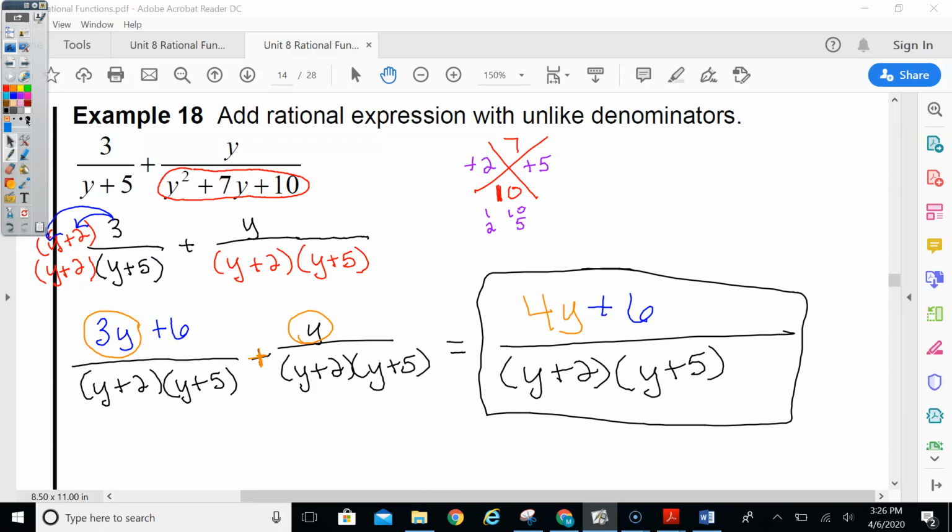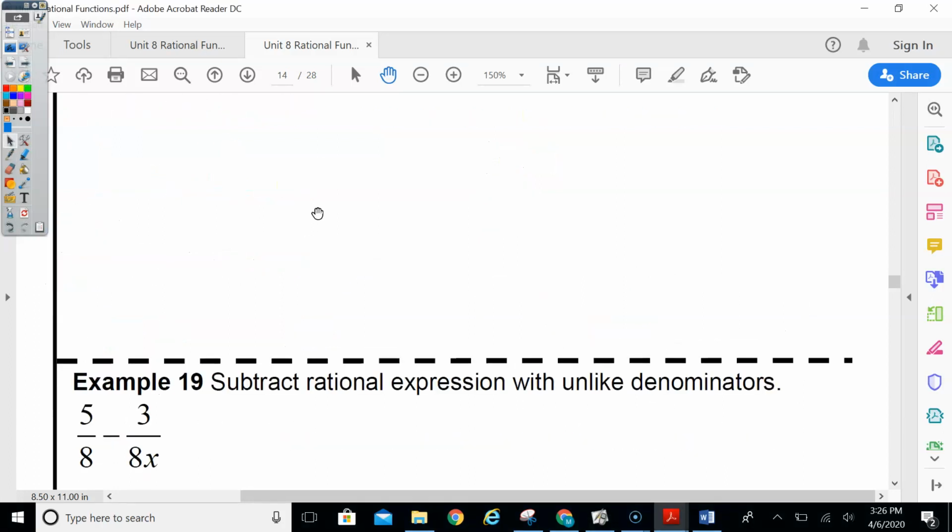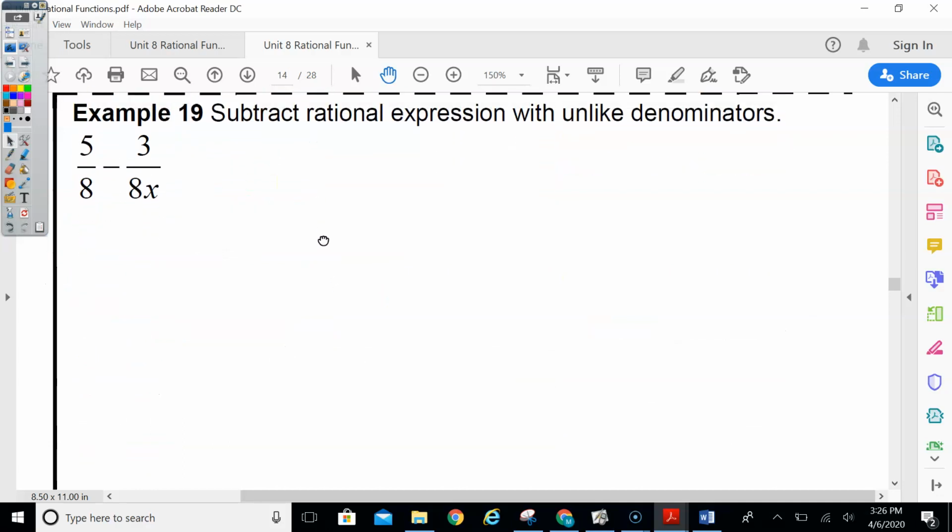So we're going to do a couple more. Some quadratic, some just constants. So here for 19, not a quadratic, they're almost the same, but not quite. They both have 8s, but this one has an x and this one doesn't. So to make them the same, I have to multiply this one by x. Whatever I do to the bottom, I do to the top.